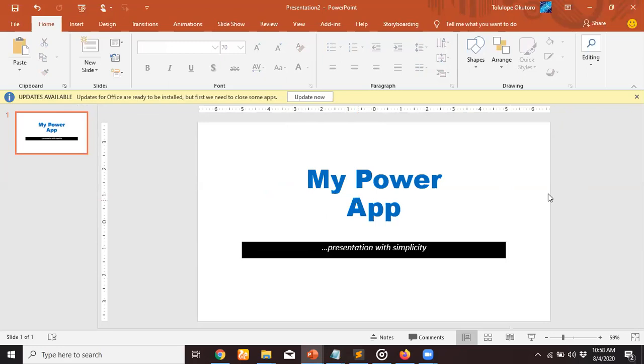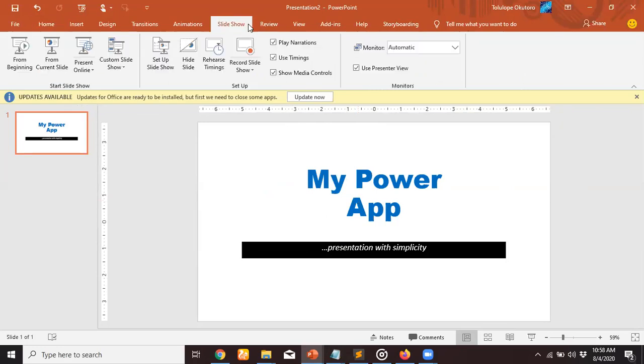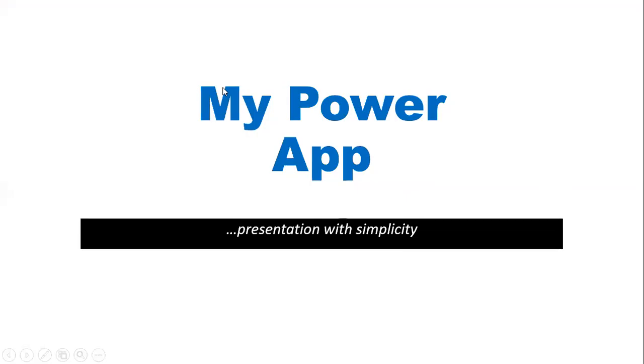So let's preview it as a slide now. Come to slideshow, click from current slide. Let's see how it looks like. So it just shows us my Power Hub presentation with simplicity. It does nothing, right? There's no animation, nothing, and that is how to make it work. So that is it. So we'll be progressing to the next lesson.